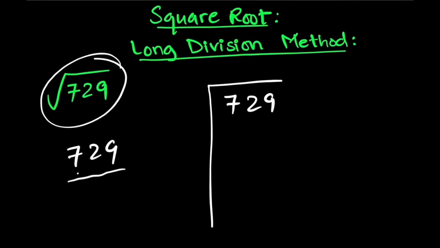While grouping, always go from right to left. So the first pair will be 9 and 2 and the second pair will be 7. So 29 is one pair and 7 is another pair. Now let's find the divisor here. To find the divisor, we have to find the perfect square that is equal to 7 or less than 7. So let's list down the perfect squares.